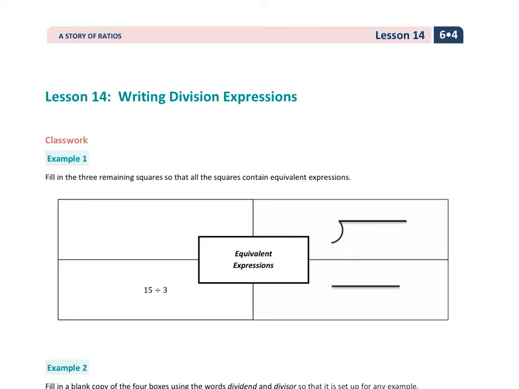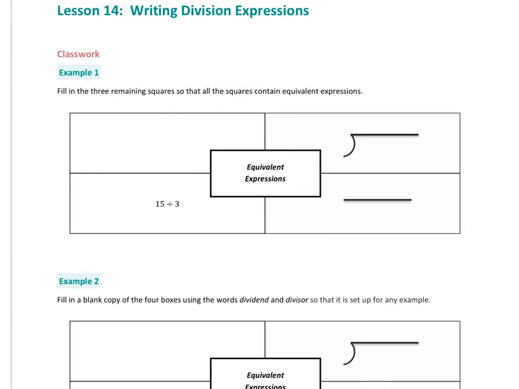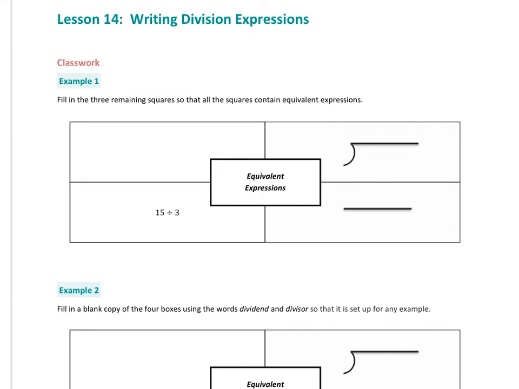So, here we go. Example 1. Sorry, I have my junky stylus because I lost the other one, so my handwriting's going to be awful. This says, fill in the 3 remaining spaces so that all the squares contain equivalent expressions. What you should notice is we have a division expression right here, and we need to fill in the rest of these. This one we're going to write as a sentence. Up here, we're just going to fill in where they belong in their respective places. So, should be easy enough.